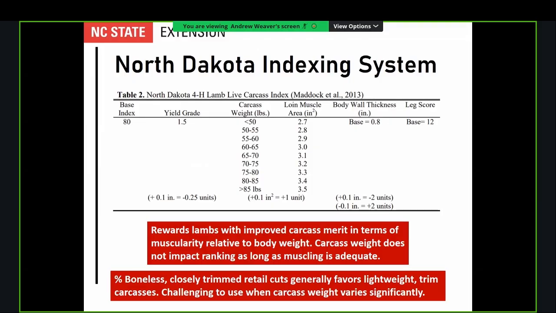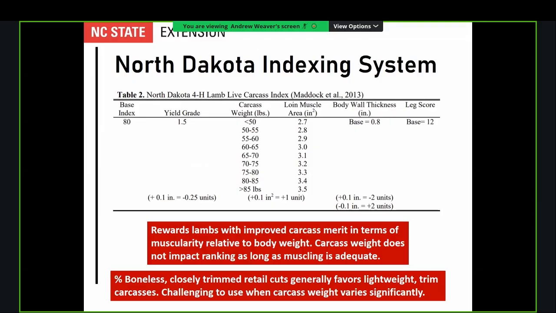This is the part I really like about this system: the carcass weight and the required ribeye area, or loin muscle area, relative to carcass weight. Now we're ensuring that for a given carcass weight, the animal has sufficient muscling. You can see the breakdown here of different carcass weight ranges and the required ribeye area for each. We know as animals get heavier, they should have a larger ribeye area. So for each tenth of a square inch increase or decrease from the required ribeye area, we change plus or minus a unit on that indexing system.